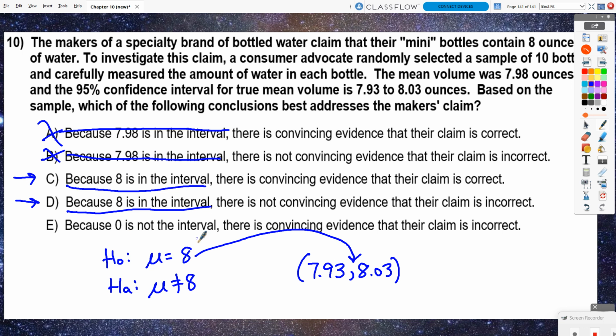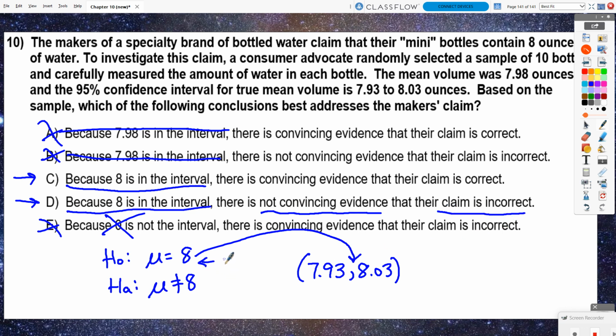Because 0 is not in the interval, well, we're only looking for 0 if it's a 2 sample problem. If we're looking for a difference, and this is a 1 sample problem, this isn't a 2 sample problem, so we're not looking for 0. All right, so because 8 is in the interval, then we have convincing evidence or we do not have convincing evidence. Well, if 8 is in there, then we would basically fail to reject the null hypothesis. And if we fail to reject the null hypothesis because 8 is still a plausible true mean volume, then we would state that there's not convincing evidence that the claim is incorrect.